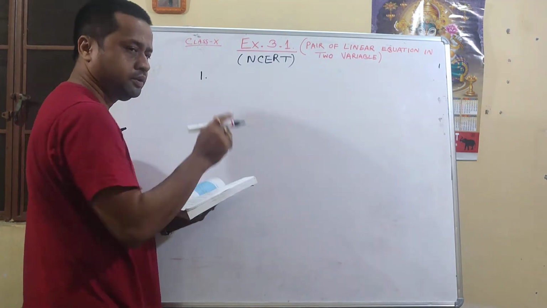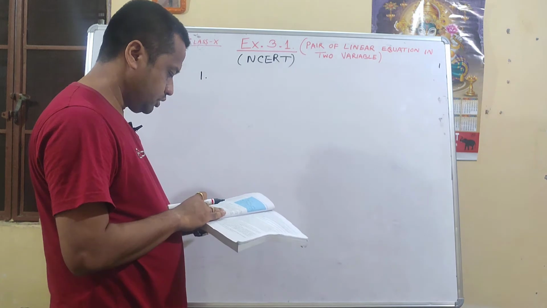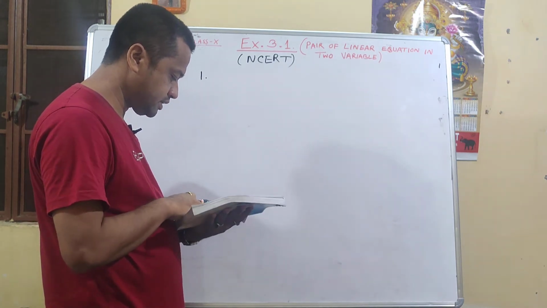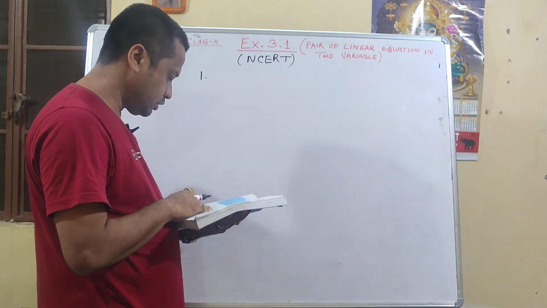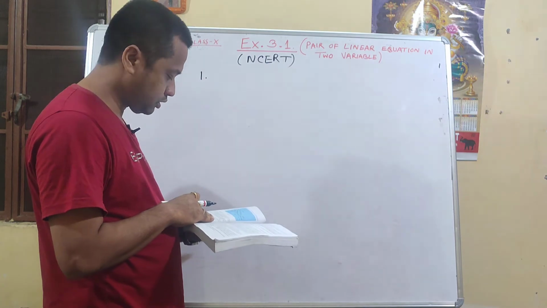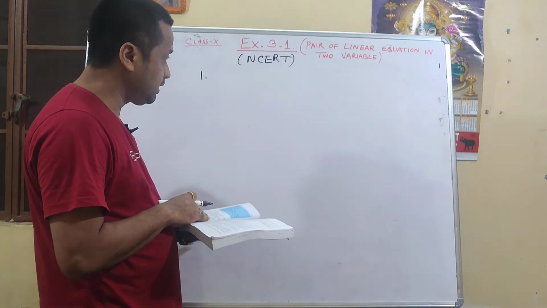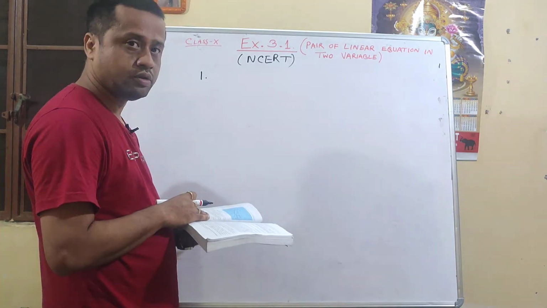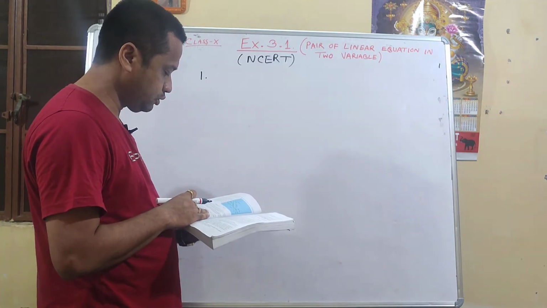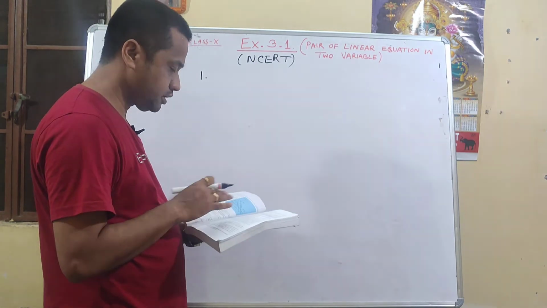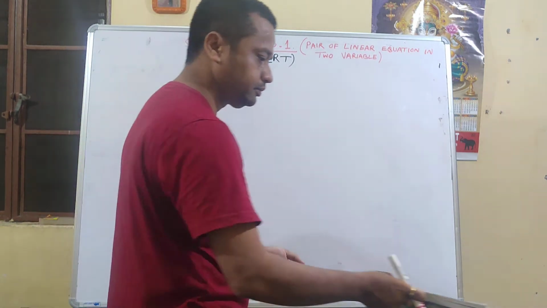Question number 1. Father tells his daughter, 7 years ago I was 7 times as old as you were. Also, 3 years from now I shall be 3 times as old as you will be. So there are two conditions, and by these two conditions you have to form the linear equations. So there will be two equations.